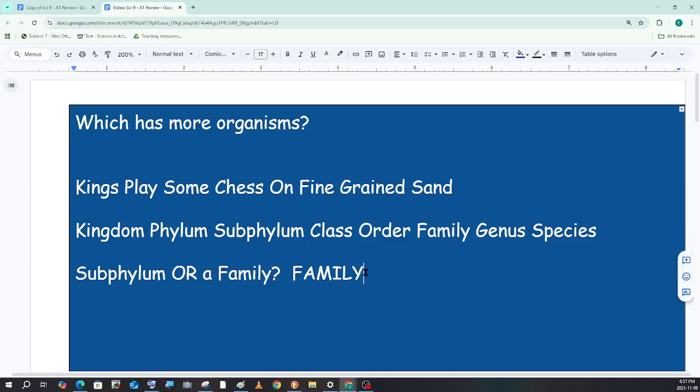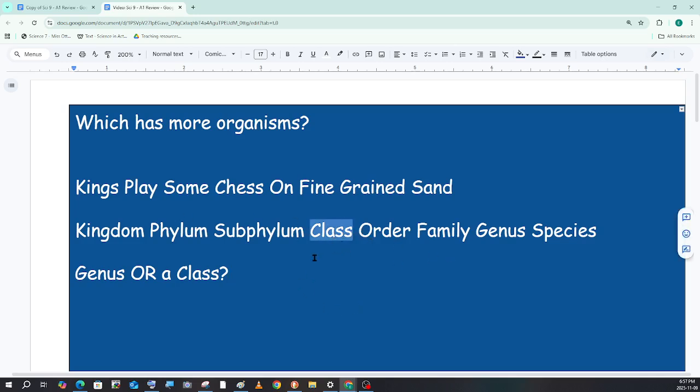All right, let's do one more here. Which has more organisms? A genus or a class? All right, so in this case, the class is the one that has more organisms.